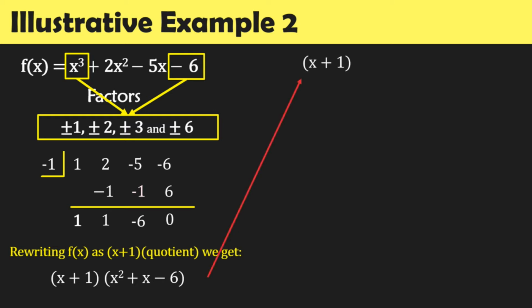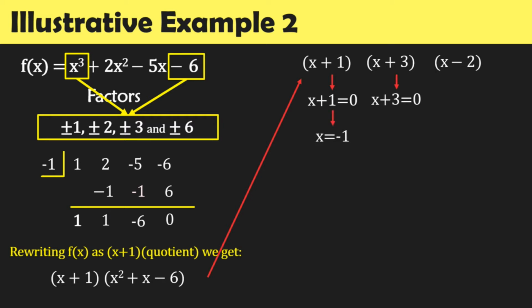Therefore, the quantity of x plus 1 times the quantity of x plus 3 times the quantity of x minus 2. Same process, we will equate these factors to 0. Therefore, x plus 1 becomes x plus 1 equals 0. Just subtract both sides by 1. Therefore, x is equal to negative 1.